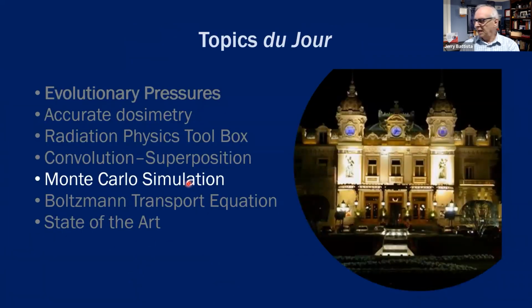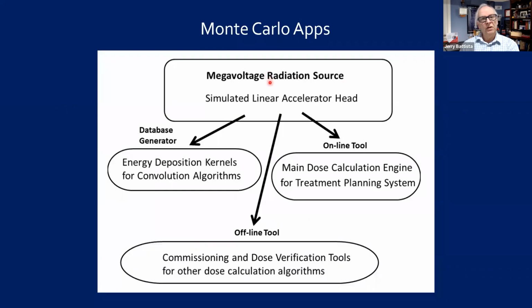Okay, let's go to Monte Carlo methods. I think I'll be able to be done in about 20 minutes. It's named after the famous casino in Monaco, and has to do with gambling and the randomness of the radiation events. The Monte Carlo method has been used to simulate linear accelerator heads, to generate the energy deposition kernels that we talked about for convolution.